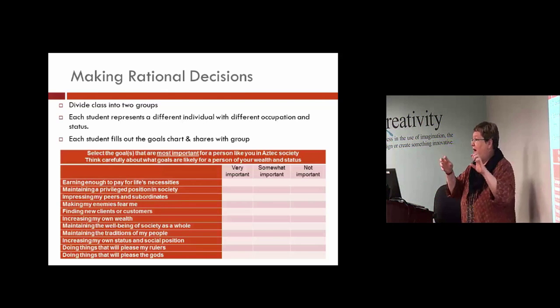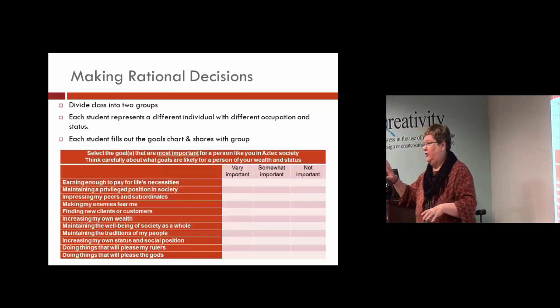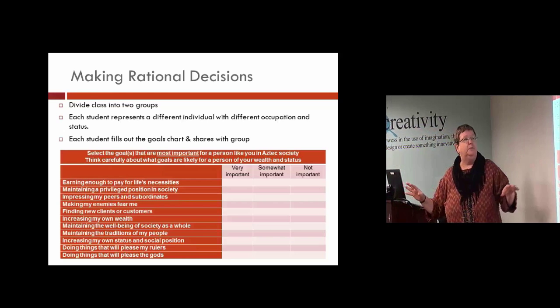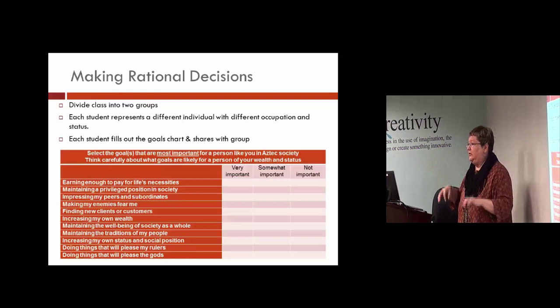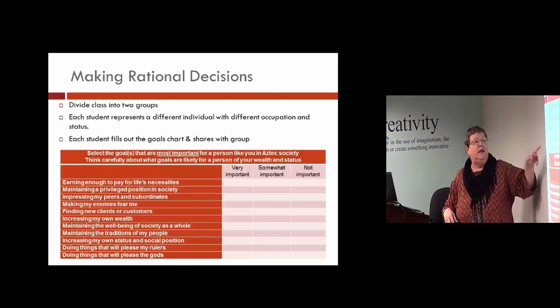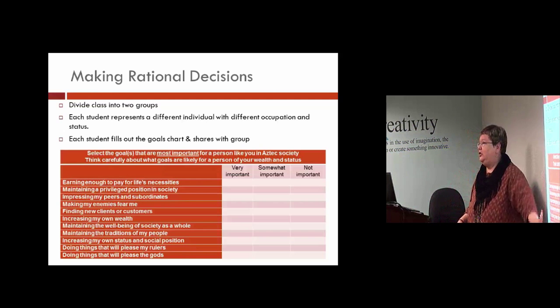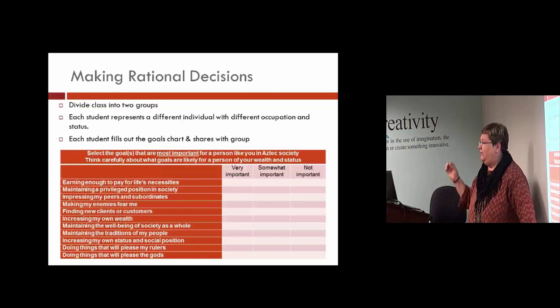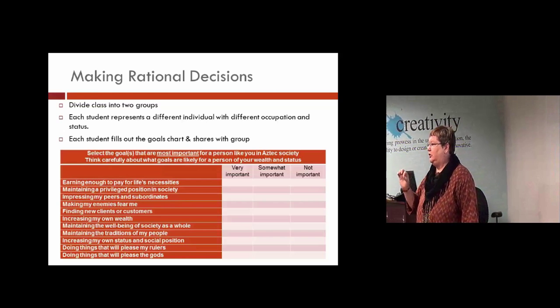Okay, then I assigned different roles in these societies, and you're going to see the roles that I assigned in just a minute. So the students have different occupations and different statuses in their own society. And then each student individually is going to fill out this chart, because I want them to be thinking about what's important to them at that position in their society.